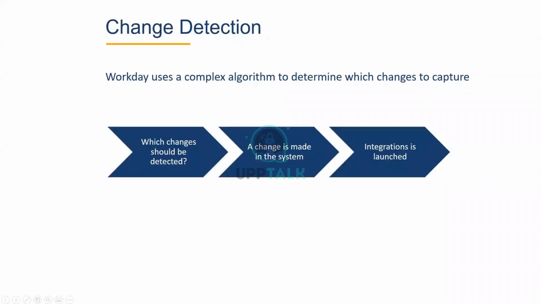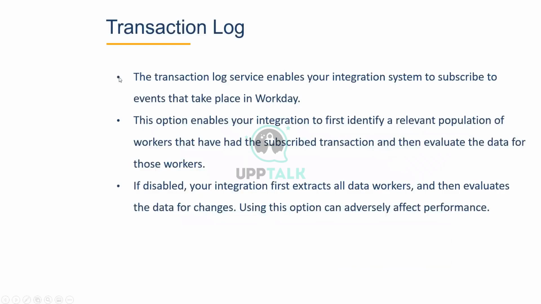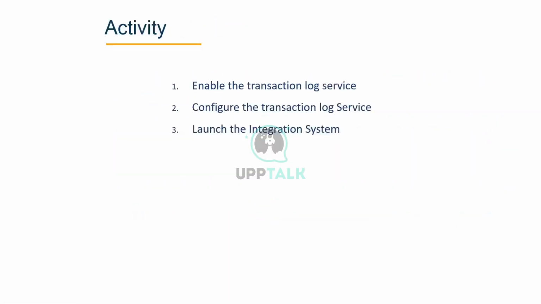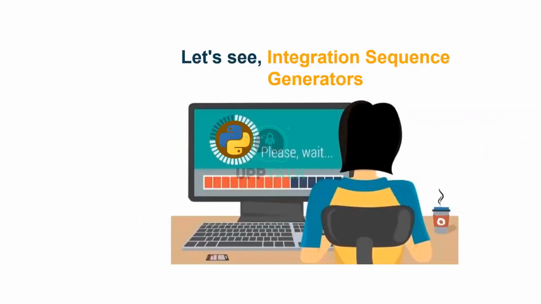In change detection, Workday uses a complex algorithm to determine which changes to capture. Which change should be detected? A change is made in the system and then the integration is launched. With the subscriptions, we define which changes should be detected. The transaction log service, I think we'll come back to it again. I'm going to ignore this until we get that working. We'll come back to the transaction log again.